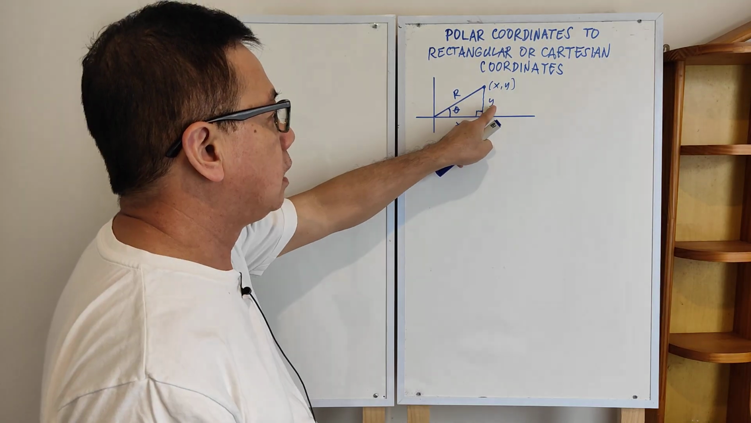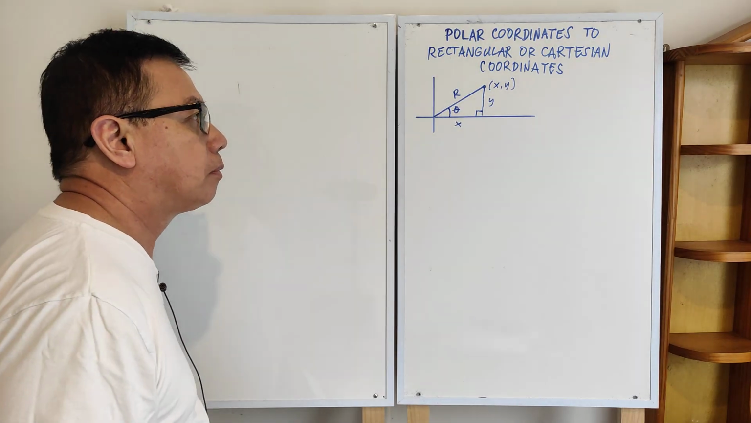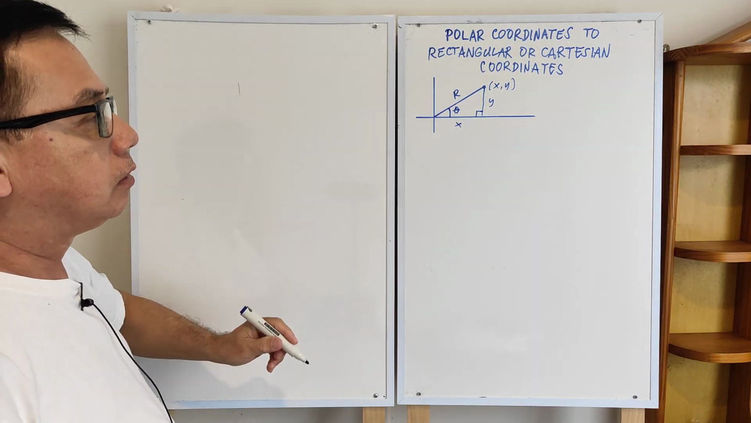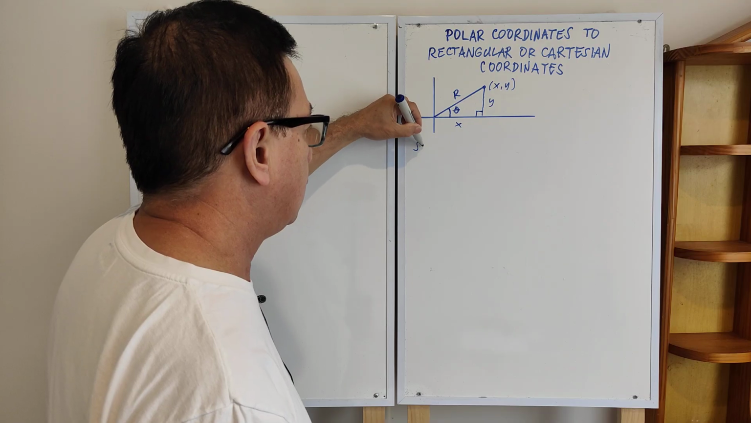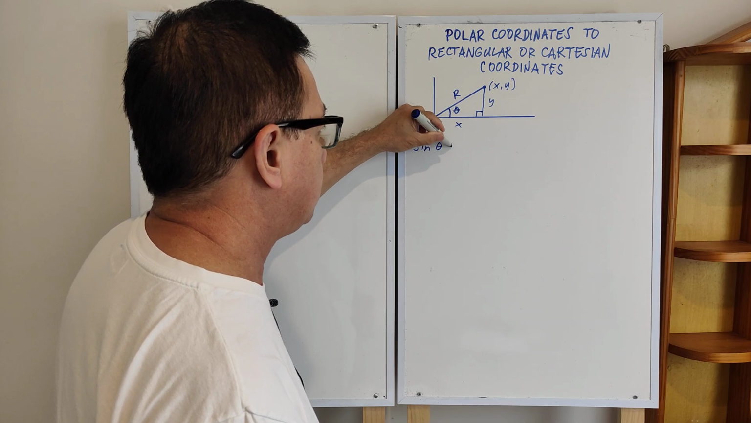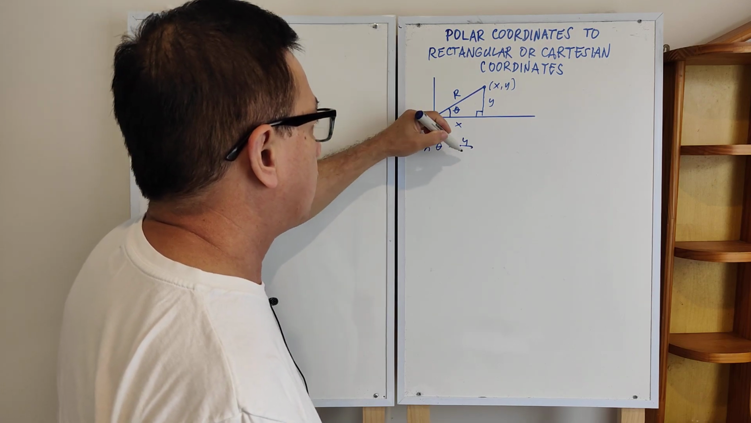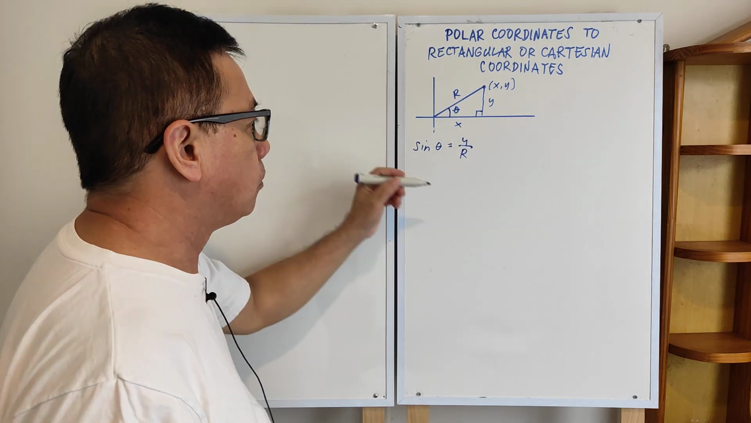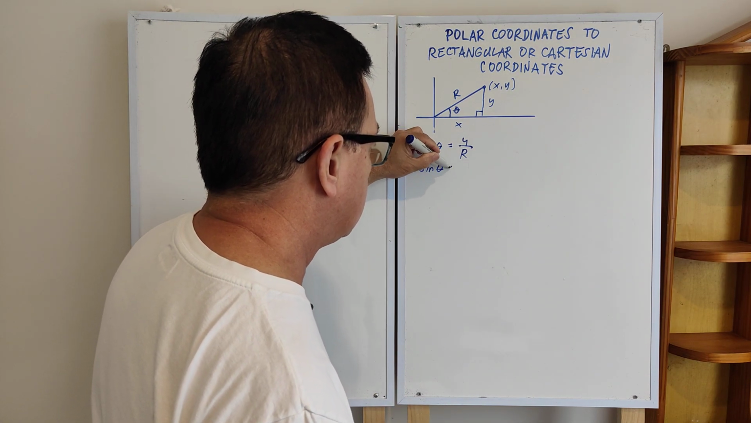So y is opposite the angle and r is the hypotenuse. So opposite and hypotenuse, the trigonometric function that we need to use is sine. So sine theta is opposite y over hypotenuse r. So multiplying r on both sides, r sine theta is equal to y.